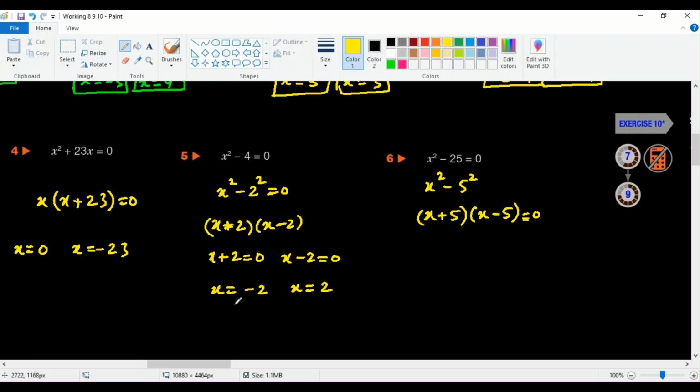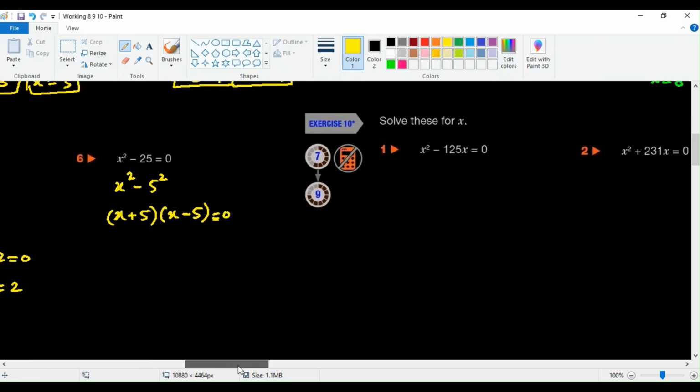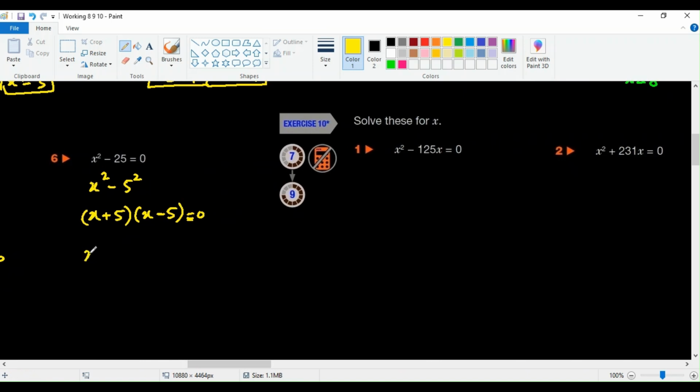Why are we doing this? In the word problems, we'll be using this technique. x plus 5 equals 0. This working is required in the examination. So be careful with this. This working is required. So x minus 5 equals 0. So in the last stage, you will write x minus 5 and x plus 5.